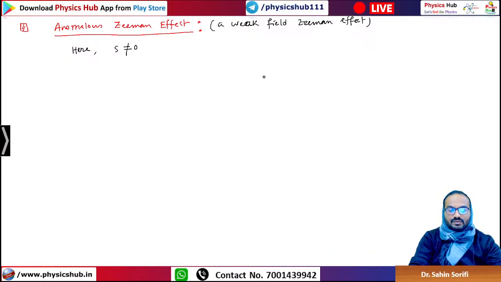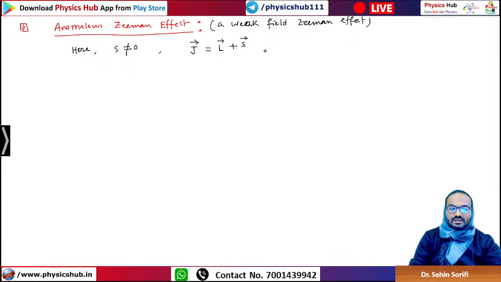Now if I talk about the physical explanation, if S is not equal to 0, J will not be equal to L, J will be equal to L plus S. Previously we wrote J is equal to L and we got different values of ML, but here as S is not 0, we will get both L and S. So whatever we got for normal Zeeman effect in terms of L, ML, here we will get in terms of J and MJ.